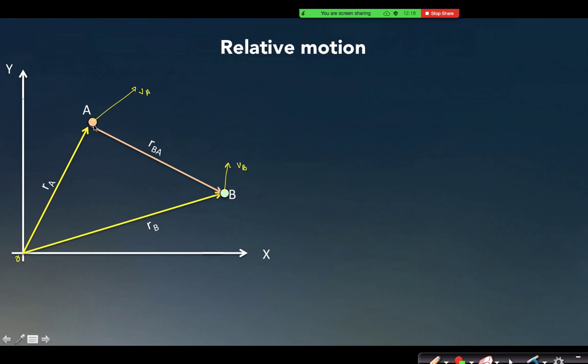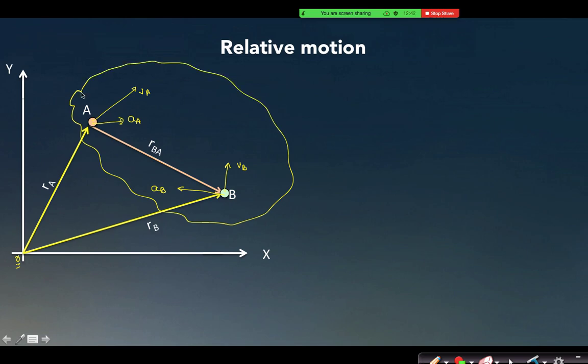Also, their accelerations may be different. Suppose this is the acceleration of A and this is the acceleration of B. I have taken any arbitrary direction for the acceleration and velocities. Now, if I ask you a question that is not related with the observer at ground, that is only related with the motion of the particles A and B, that what is the minimum separation between A and B, when the minimum separation will occur, right?